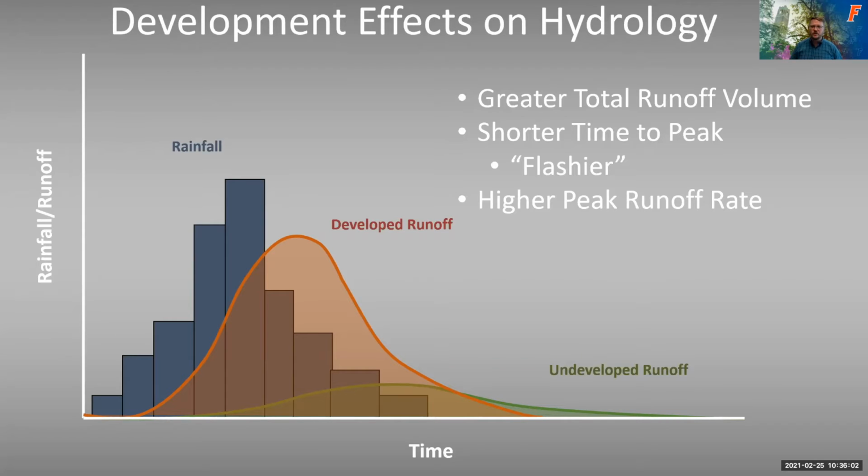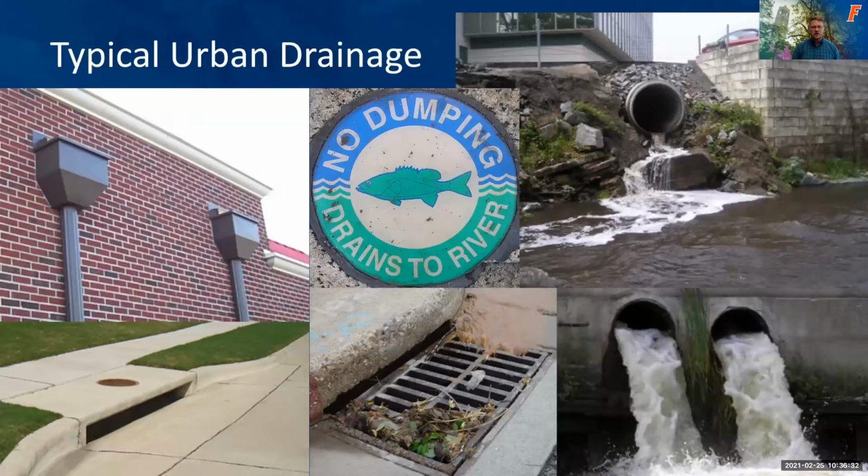So we have a greater total runoff volume just by the introduction of impervious cover. We also have a shorter time to that peak runoff rate. So that creates more of a flashier response from the watershed, right? It doesn't hold that water and then slowly release it. We're getting it off as quickly as possible. Rain comes down hard, we get a flashy response. Higher peak runoff rates as well. So this has a lot of impacts with downstream flooding and potential channel erosion and some other impacts.